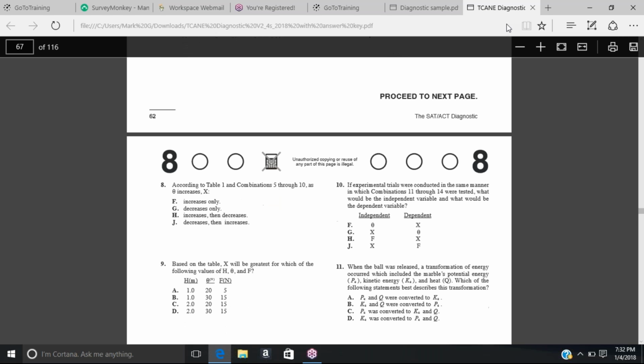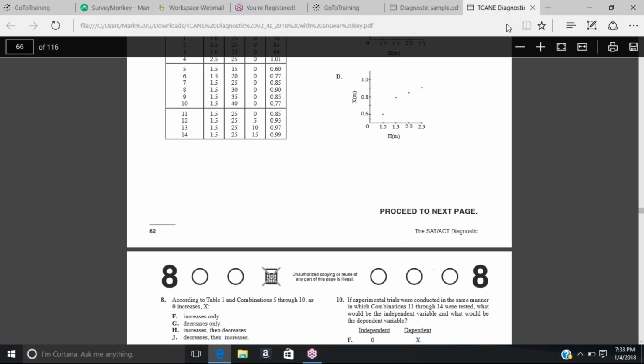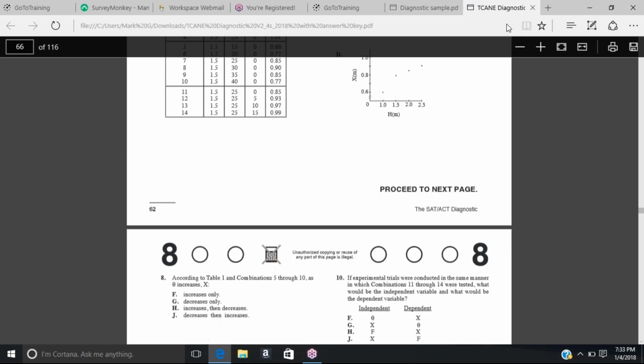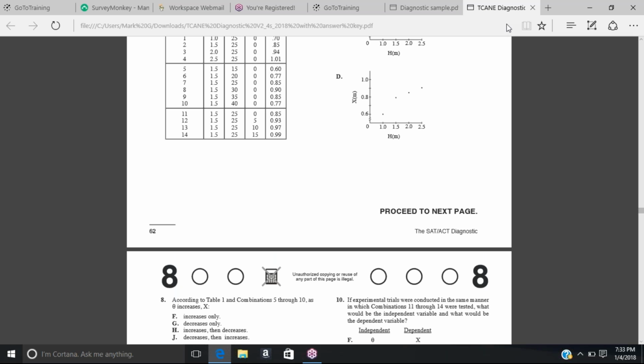8 says, according to table 1 and combinations 5 through 10, so let me try and get all of that on the same page. And it's close. No, we're not quite there, but 5 through 10 show column H always the same, 1.5 across the board. As theta increases, though, theta is the second column. It goes from 15 up through 40 pretty consistently.